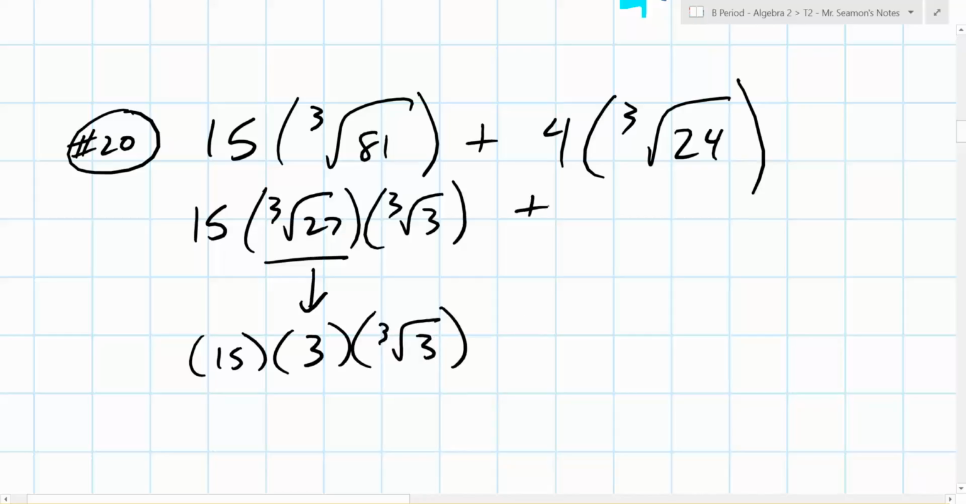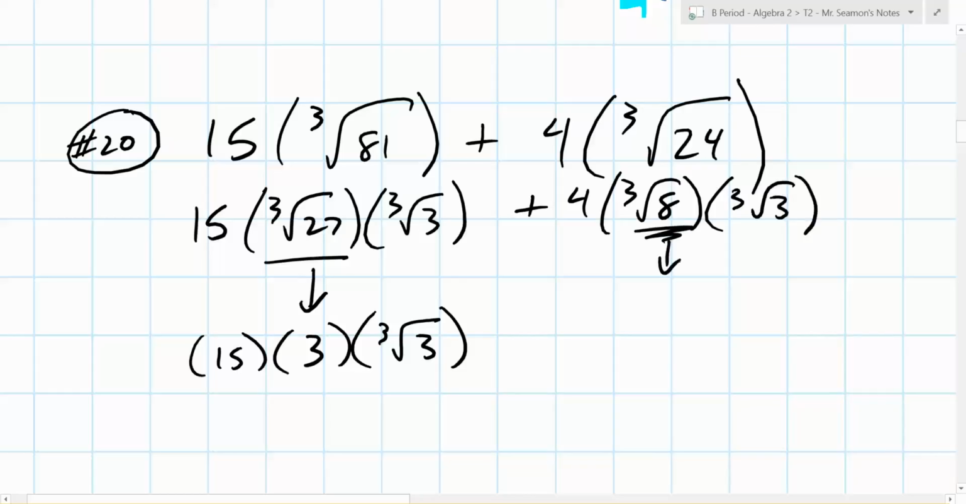Plus over here, is there a cubic factor of 24? 2 and 12. Is there? 8 and 3, exactly. So that would be 4 times the cube root of 8 times the cube root of 3. What is the cube root of 8? 2. So it's 4 times 2 times the cube root of 3.